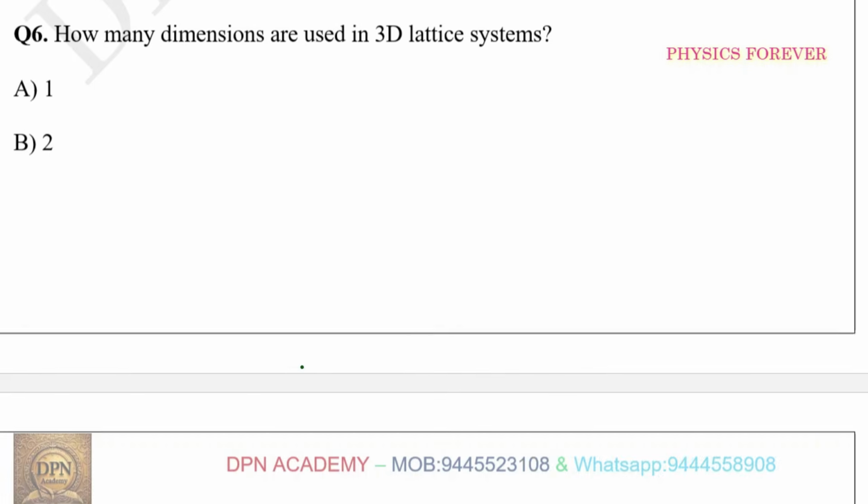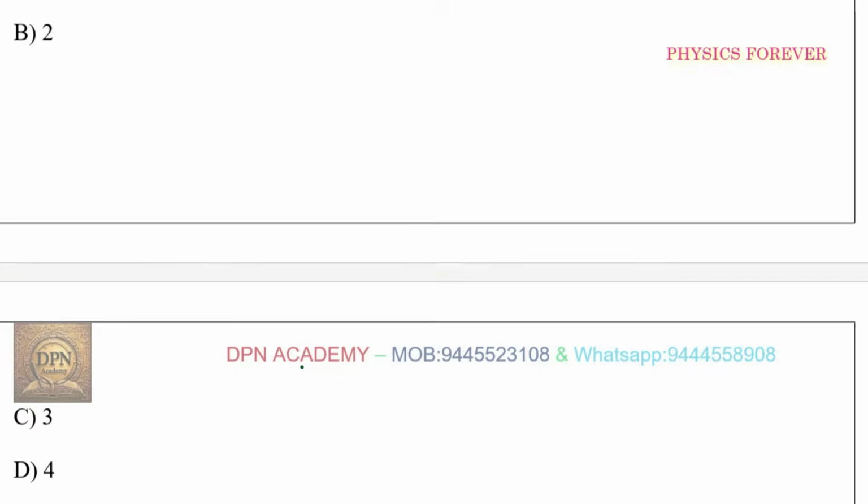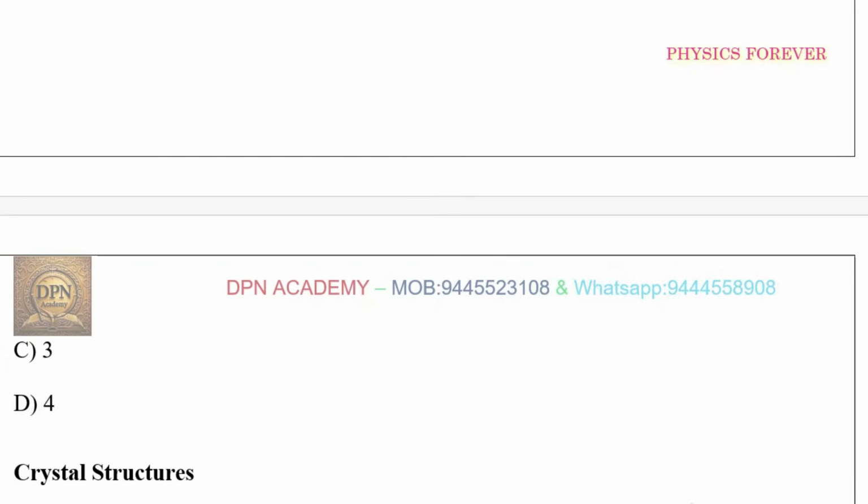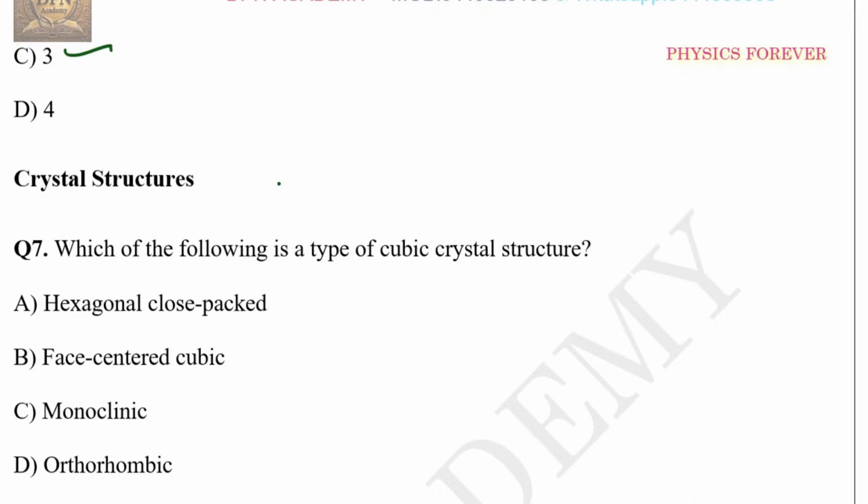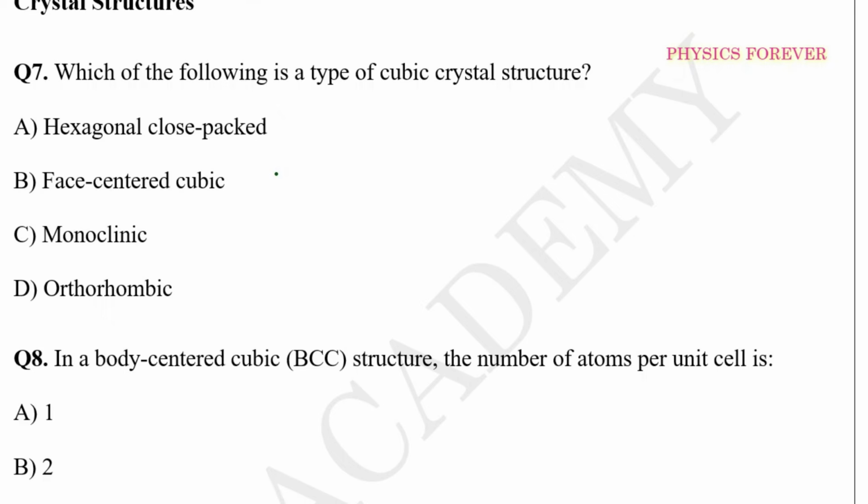So question number 6: how many dimensions are used in a 3D lattice system? The answer is a direct one. There should be a 3. So a 3D lattice requires only the 3 dimensions.